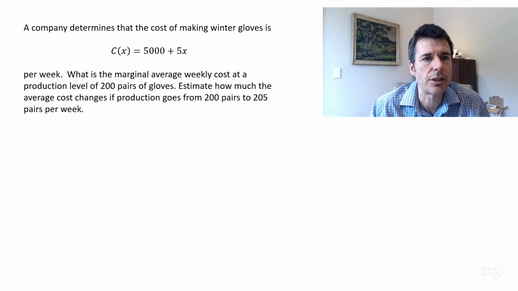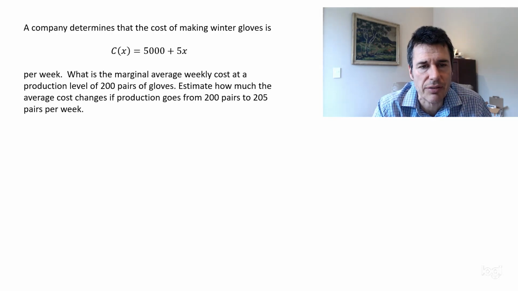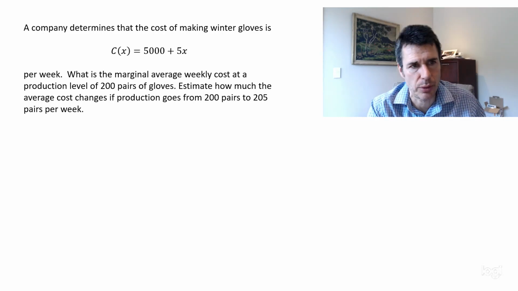A company determines that the cost of making winter gloves is C of X equals 5,000 plus 5X per week. So X is the number of pairs of winter gloves they make, 5,000 is the weekly fixed costs, and 5 is the cost per pair. What is the marginal average weekly cost at a production level of 200 pairs of gloves? Estimate how much the average cost changes if production goes from 200 pairs to 205 pairs per week.